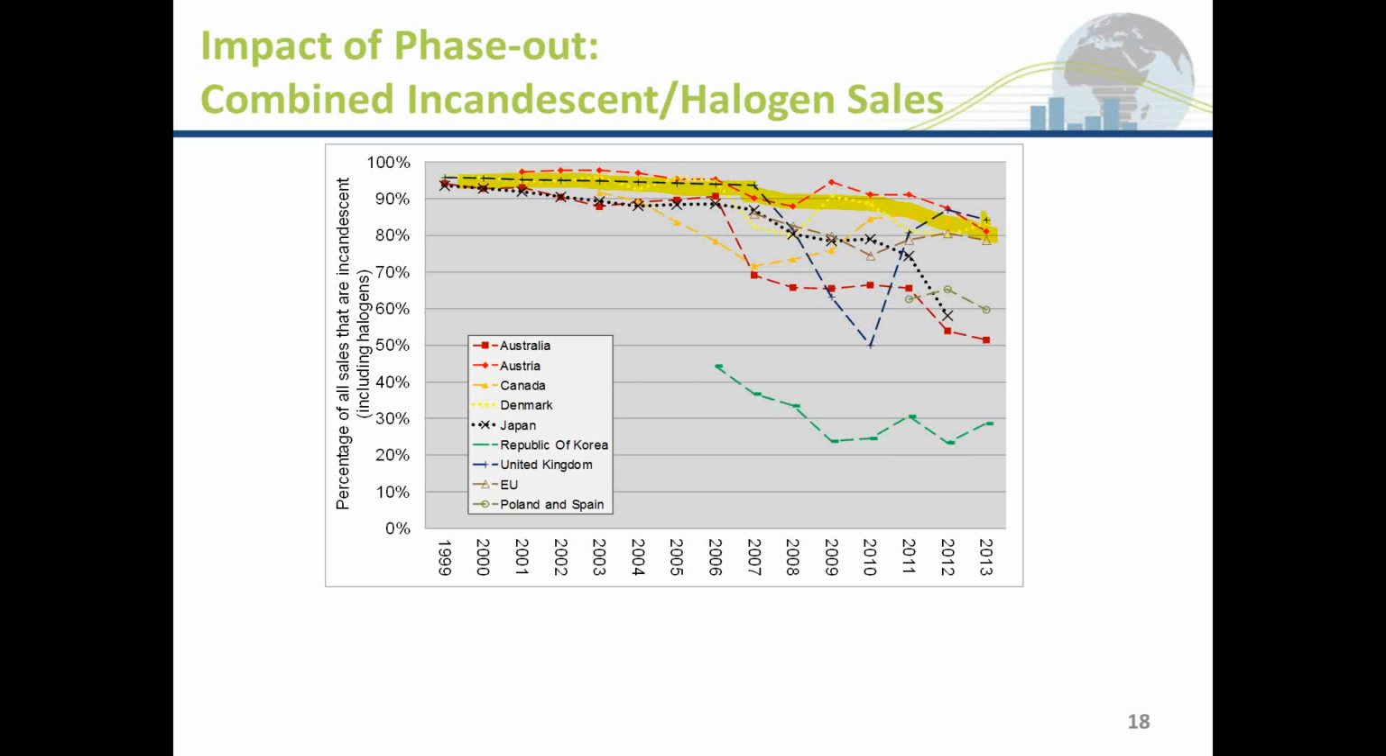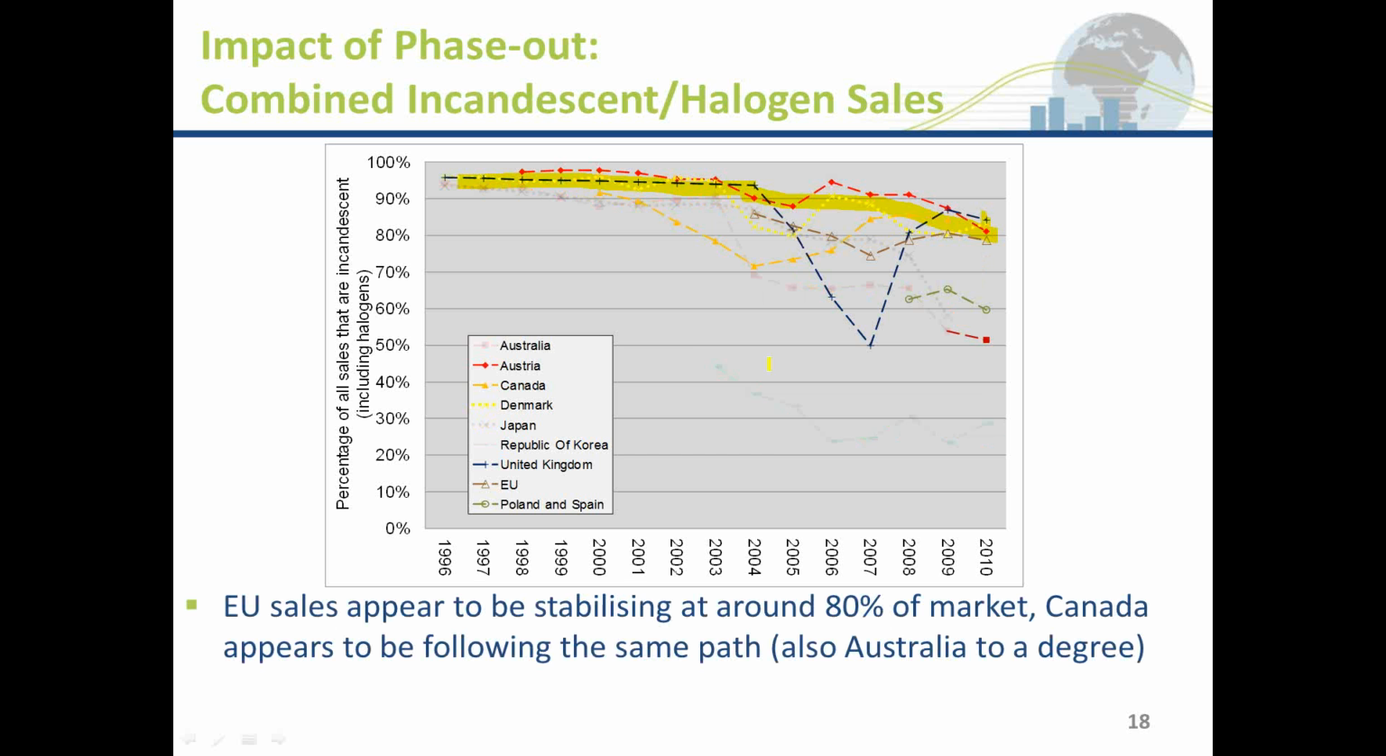So the EU stabilising about 80% of the market. Canada regulations haven't kicked in yet, but it appears to be following broadly the same path. This bit here was where they were pushing CFLs very hard, but what's happened is there's been a migration back to halogens, and as far as we can see, CFLs are now on a replacement track, and it appears Canada is going to join the EU and most countries where regulations are enforced now, where halogen is going to become the default choice.